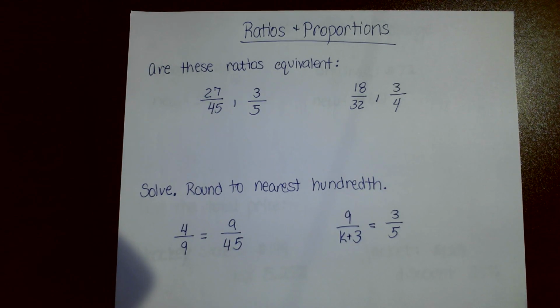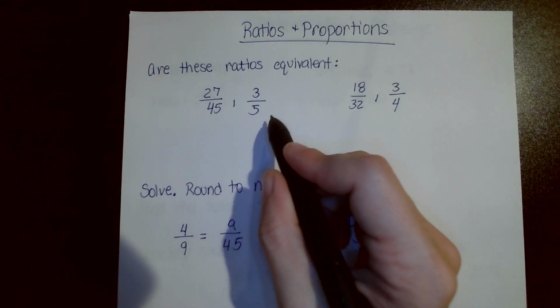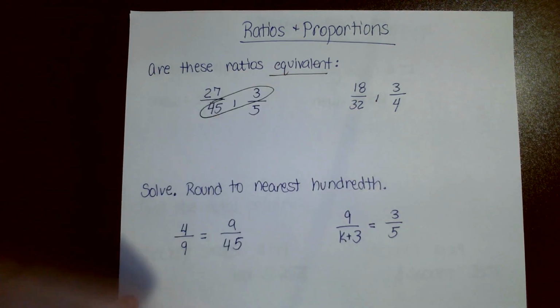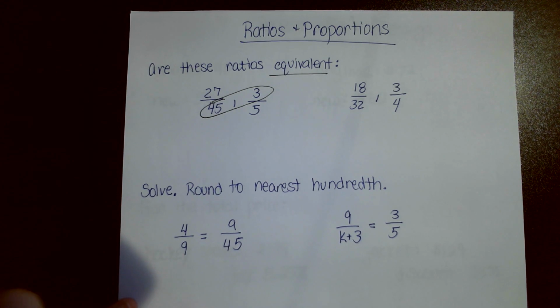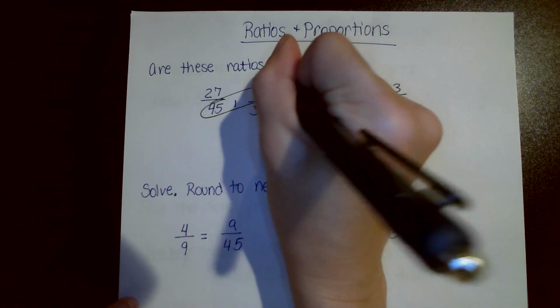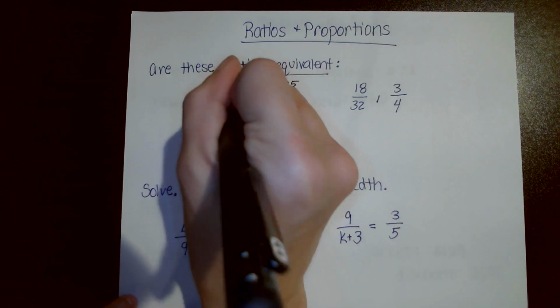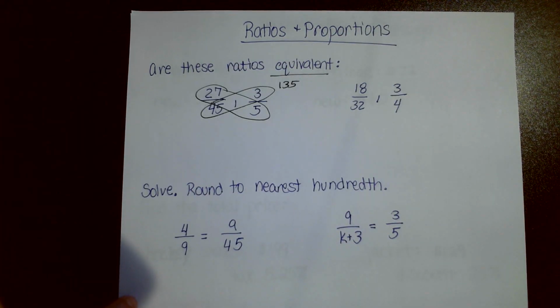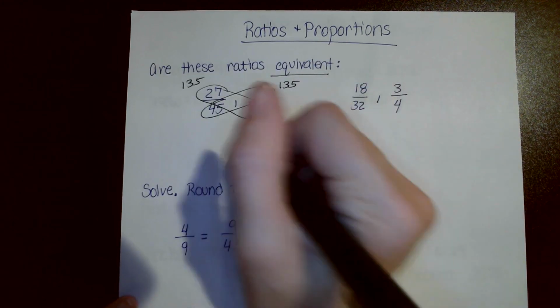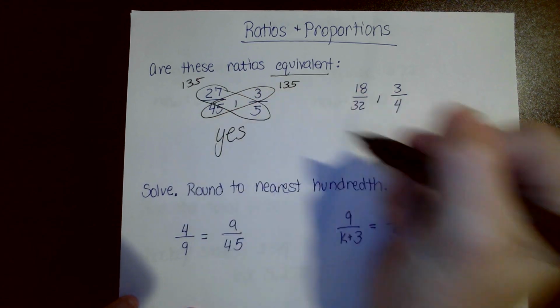Okay, moving on to ratios and proportions. So, are these ratios equivalent? Remember, this is where we cross multiply. So we would do 45 times 3. Don't be too proud to use your calculator, just to avoid silly mistakes. So 45 times 3 is 135. 27 times 5 is 135. So are these equivalent? Yes.